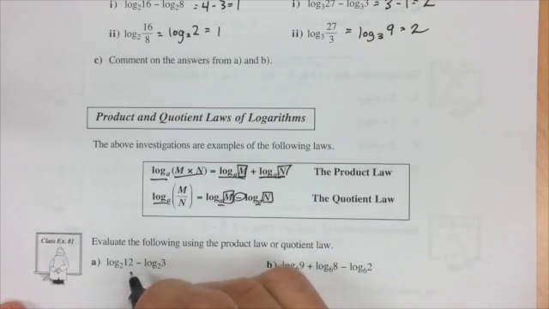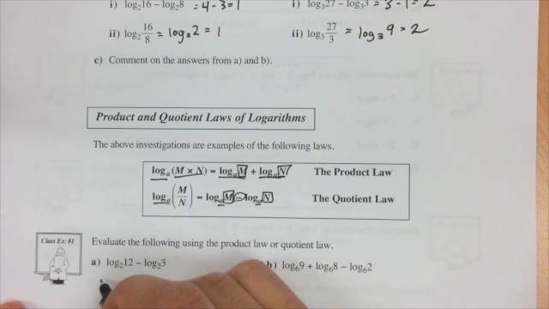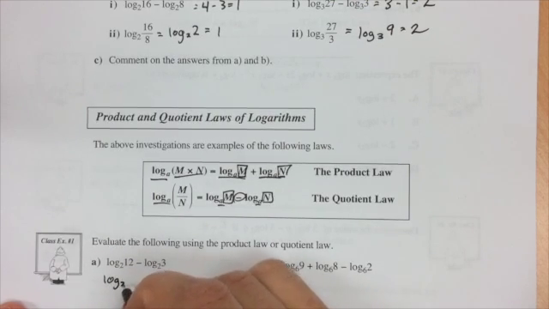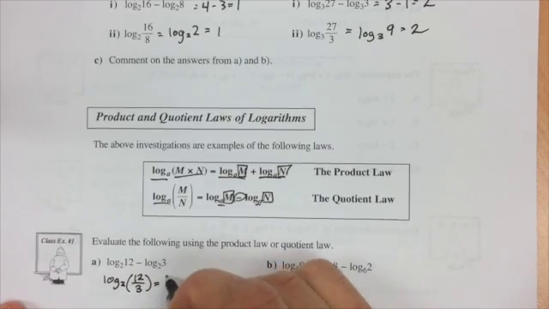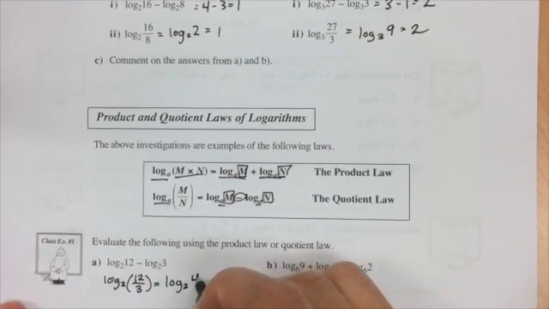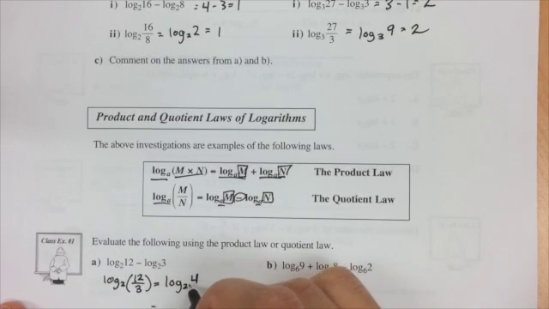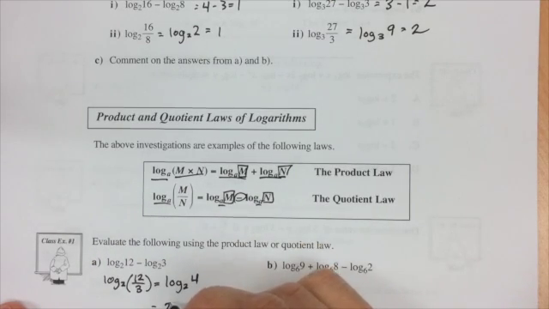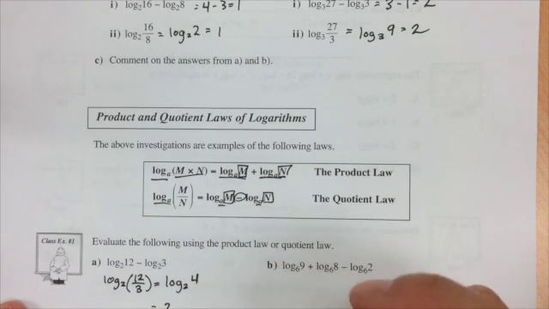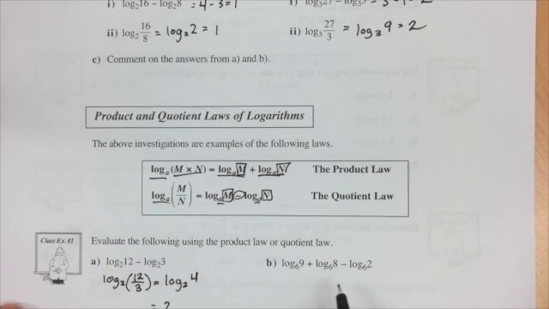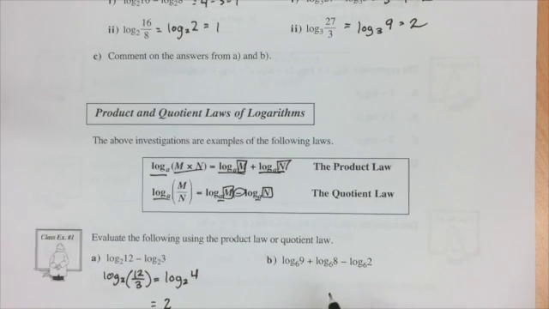If I have log 2 of 12 minus log 2 of 3, remember we could express this as log 2 of 12 divided by 3, which would be the same thing as log 2 of 4. And if we were to switch this to exponential form, I know that 2 to the 2 would be my answer. So the answer to log 2 of 4 is going to be 2.